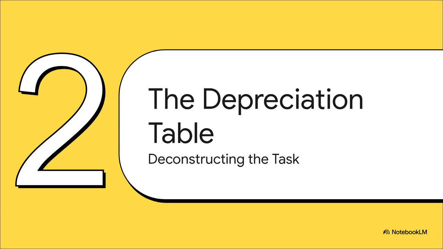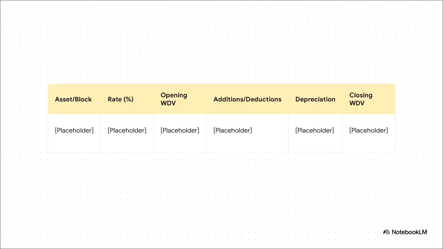All right, on to our second section. Let's get our hands dirty and deconstruct the core task here, the depreciation table. We're getting into the real nuts and bolts now. Okay, so this is it. This is the grid we need to conquer. It's pulled straight from Form 3CD, and this is our framework. The mission, should you choose to accept it, is to fill out every single one of these columns perfectly.